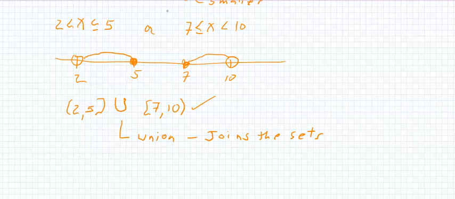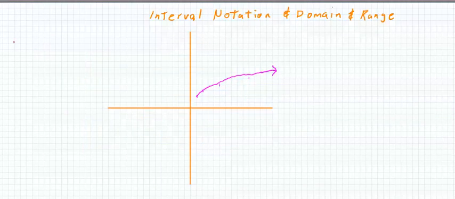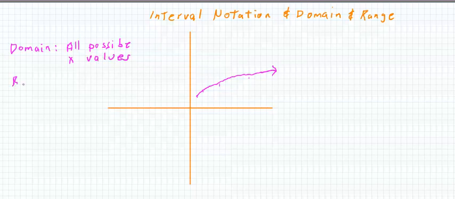All right, let's talk about domain and range now. Domain is all the x values, all possible x values, and the range is all possible y values.